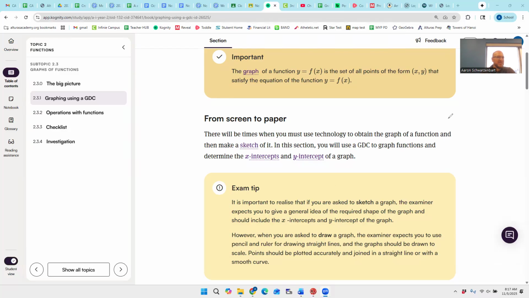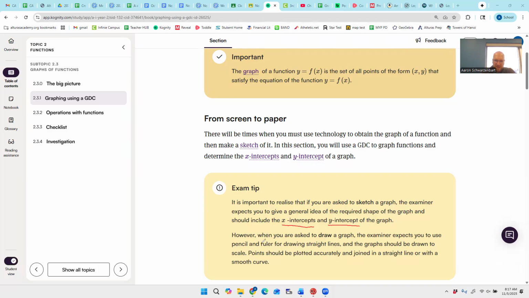Exam tip: graphs should include all x-intercepts and all y-intercepts, unless they're not relevant to the problem. If you're solving by graphing and finding an intersection, it doesn't need that. But if it says sketch the graph, you should have that.